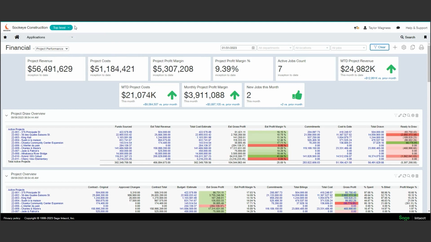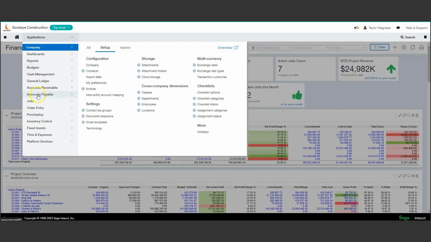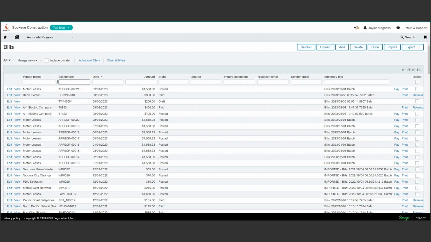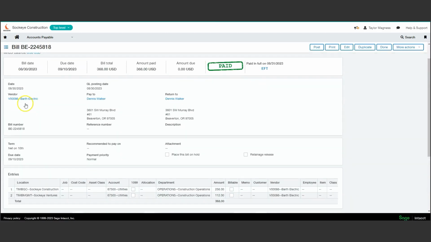Sage Intacct has solved this problem with their automated intercompany transaction functionality. Let's jump in and see what this looks like by using an AP bill as an example. Let's open up a bill I previously created at the top level. As we look at the entry lines here, you'll notice we have this coded to two separate entities within the locations column. We have one line going to our GC entity and another line going to our ventures entity.